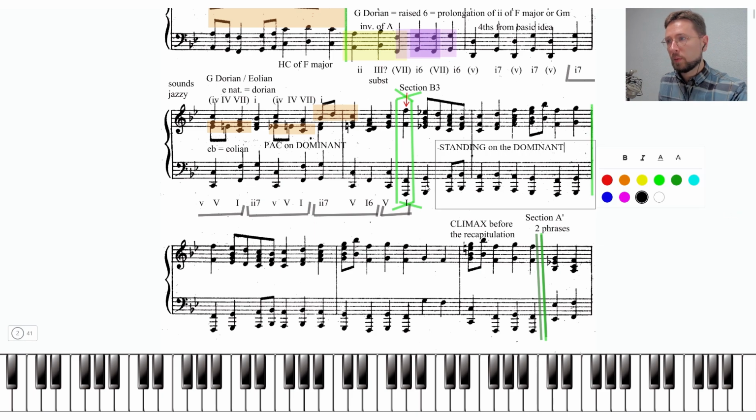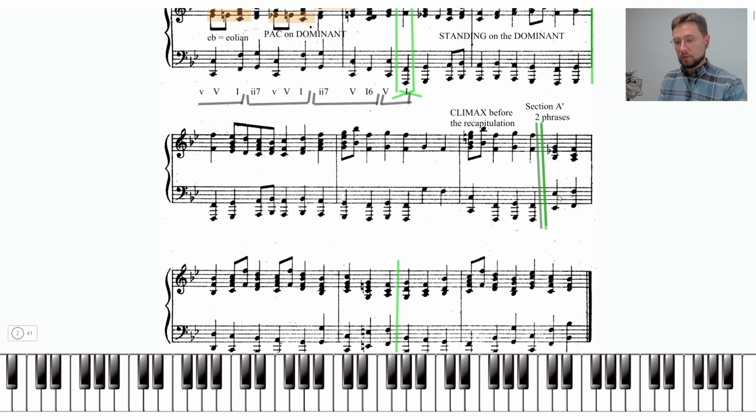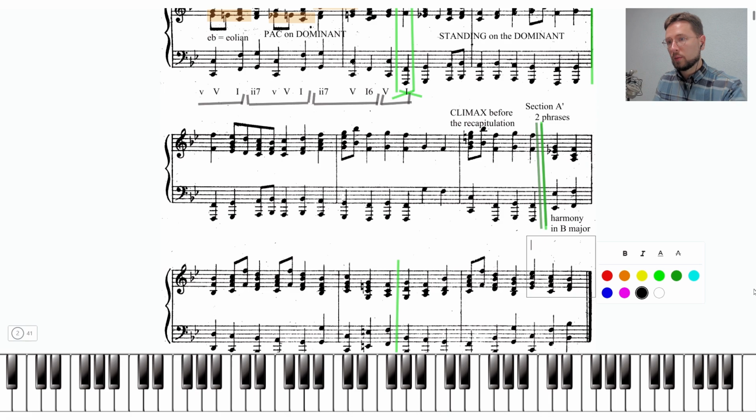So we previously had all of these perfect cadences on the dominant. Now we're standing on the dominant. And finally, for the first time, it's harmonized in B flat major. So this theme eventually is harmonized in B flat major, finally, because prior to that we didn't hear it.